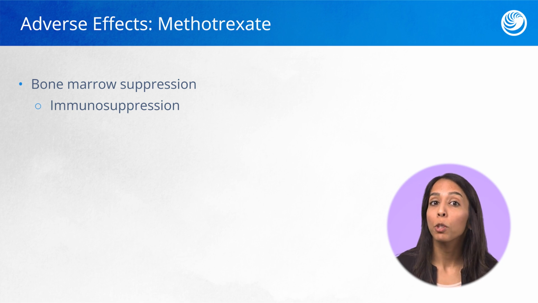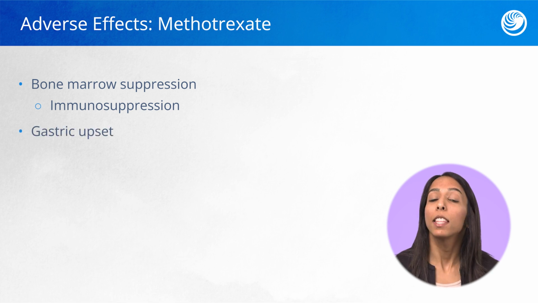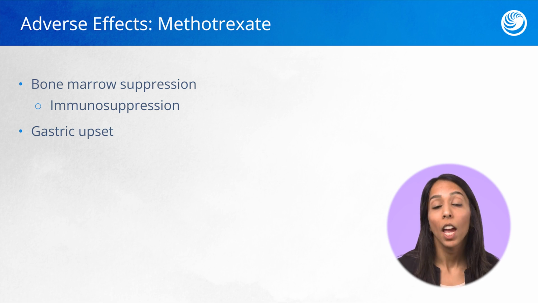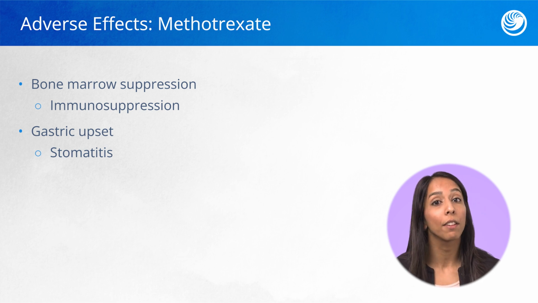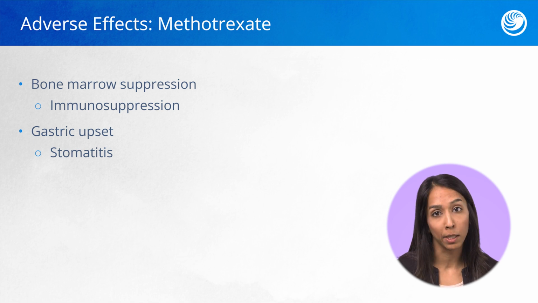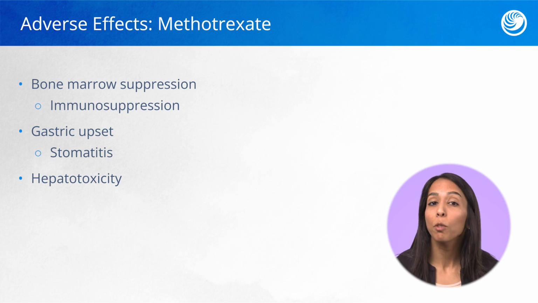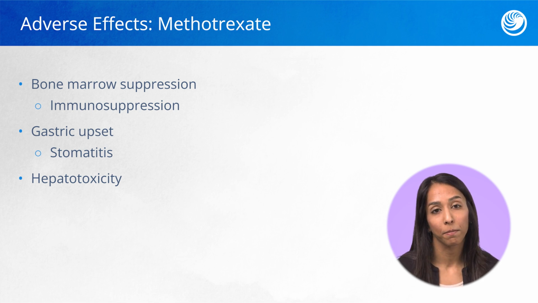Methotrexate also interferes with rapidly dividing epithelial cells, such as those in the GI tract. This can lead to adverse GI effects, including nausea, vomiting, diarrhea, and stomatitis, which is inflammation of the mucous membranes in the mouth, leading to pain and ulcers. Because methotrexate can accumulate in liver cells due to impaired folate cell transporters, liver damage or hepatotoxicity can occur. This can range in severity from asymptomatic elevations in liver enzymes all the way to hepatic fibrosis and cirrhosis.